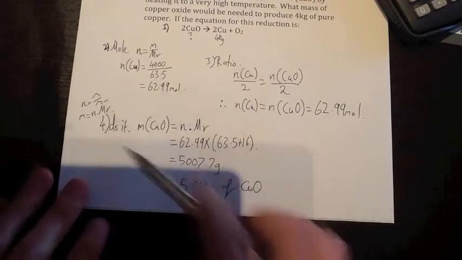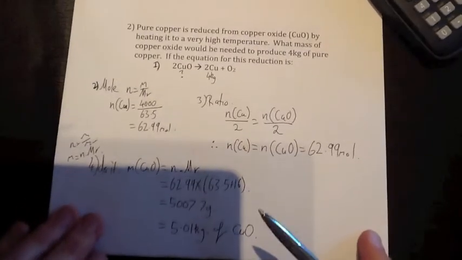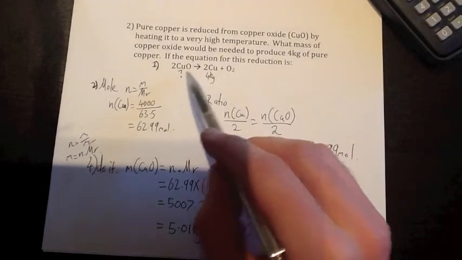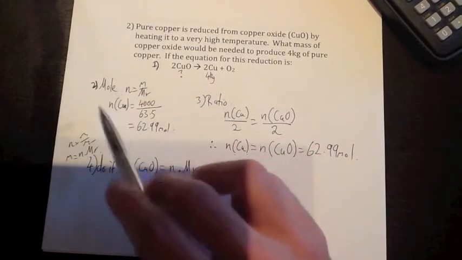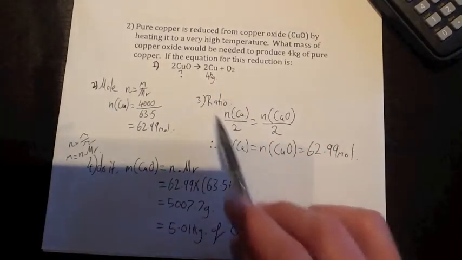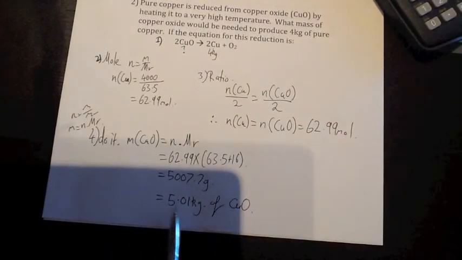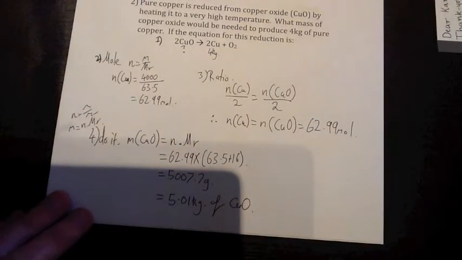So that's stoichiometry, using our mass of copper to work out our mass of copper oxide. Finding out the number of moles first, doing a quick ratio, and then doing what the question asks and finding out the mass of copper oxide. Question 2, done.